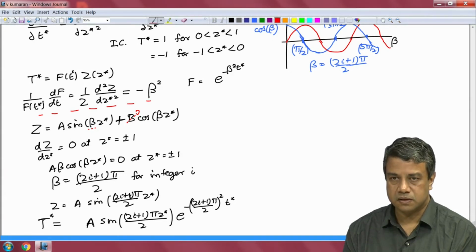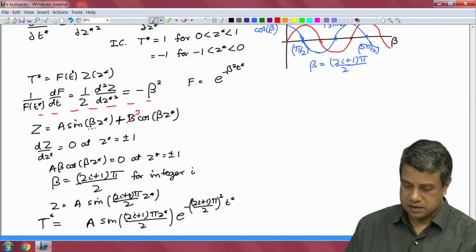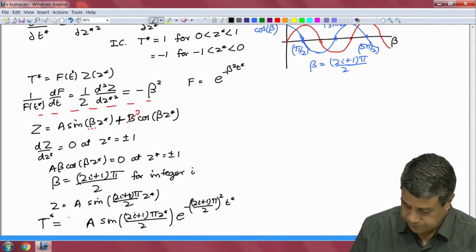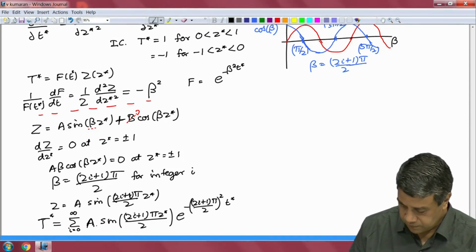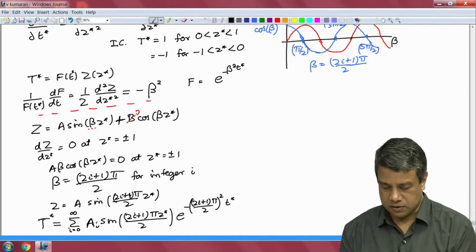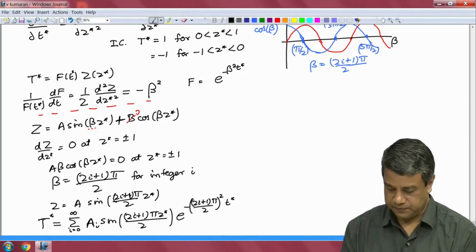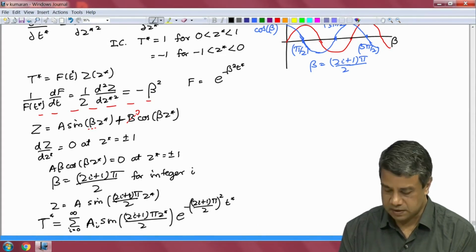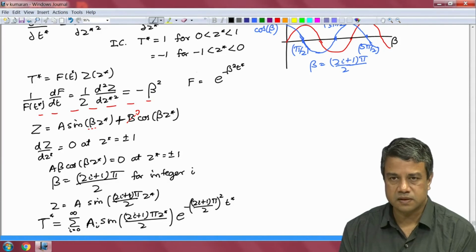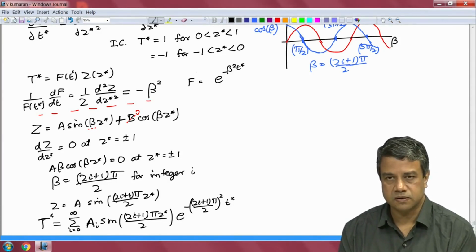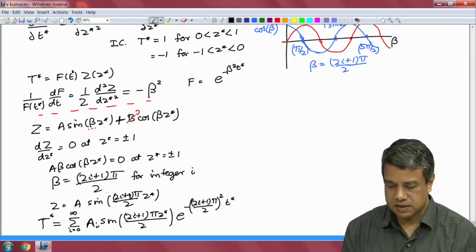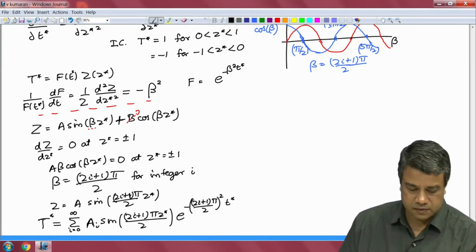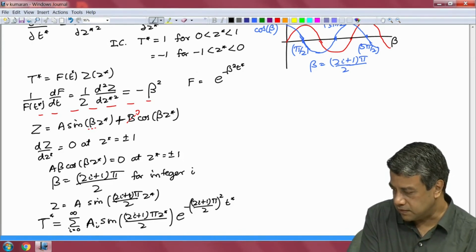Therefore, this total solution is the summation of these functions for all values of I. That is the total solution, the most general solution. Note that in this case I has to go from 0 to infinity, because the solution for I equal to 0 is not 0. In the previous case the solution was 0 for I equal to 0, therefore we had just taken it from 1 to infinity. In this case the solution for I equal to 0 is non-zero, so you have to take it from I equal to 0 to infinity.